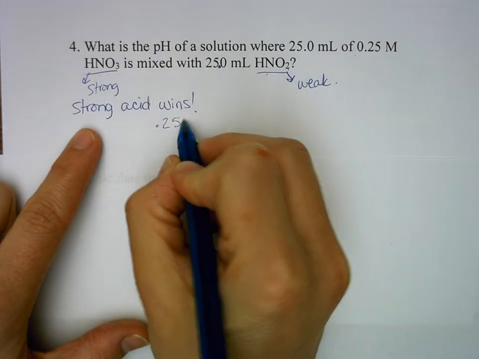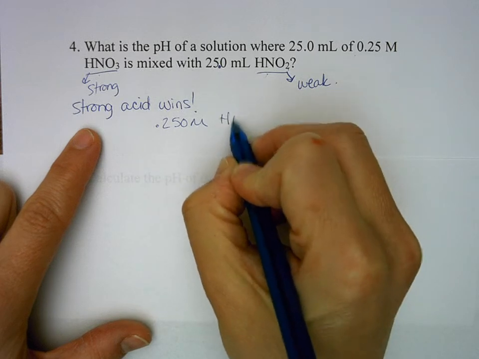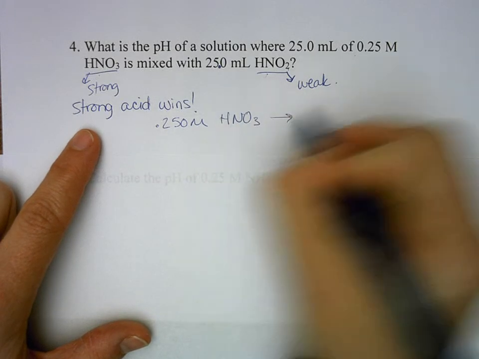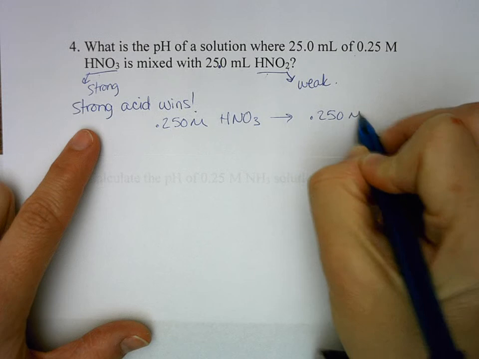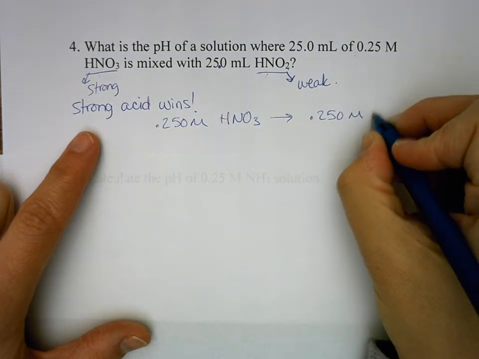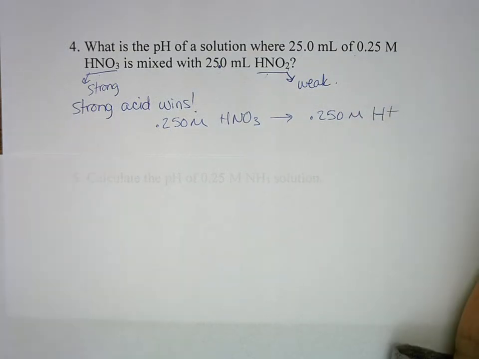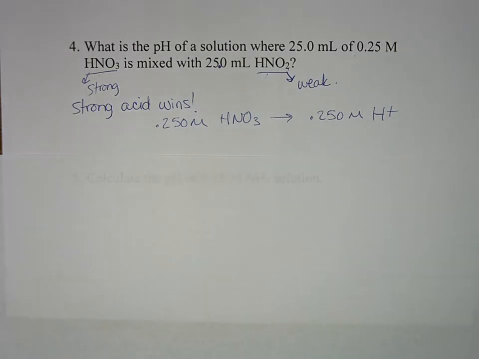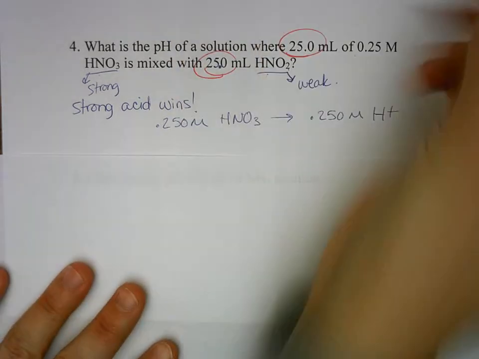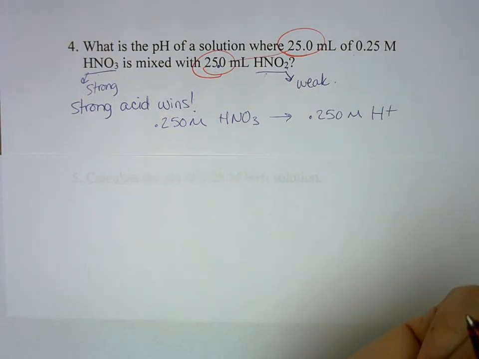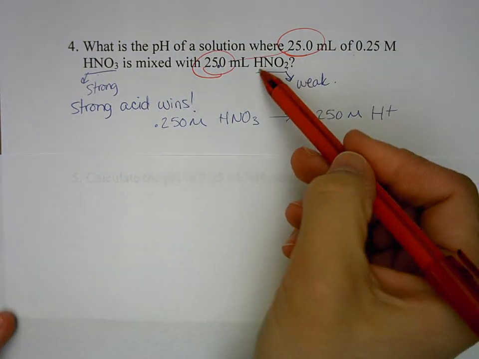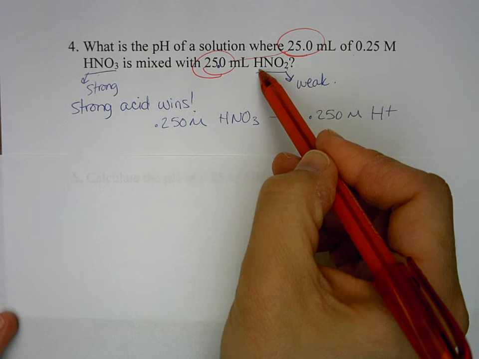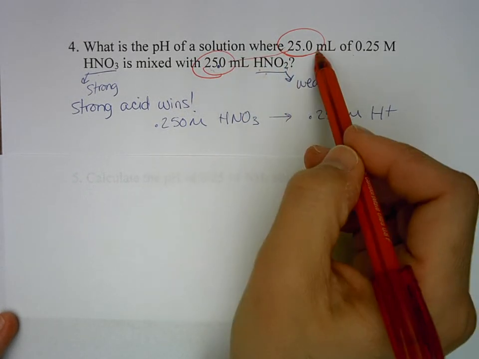So the strong acid is HNO3, so 0.250 molar HNO3 means 0.250 molar of hydrogen ions. Can I just negative log 0.250? You kind of want to, but the thing that you do need to pay attention to is that I'm mixing those two solutions together. So even though the amount of hydrogen ions that comes from the weak acid doesn't matter, the volume changes, and so it changes this concentration.